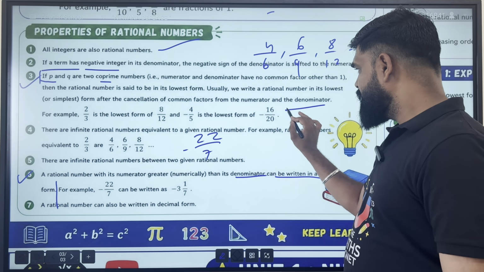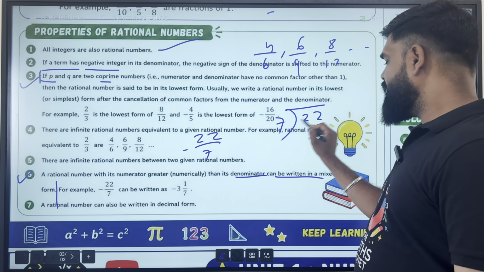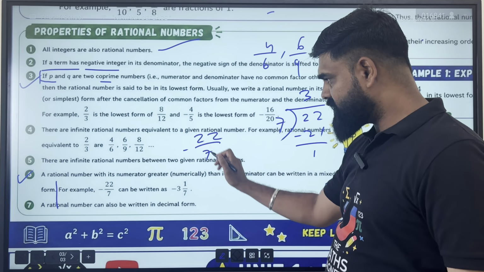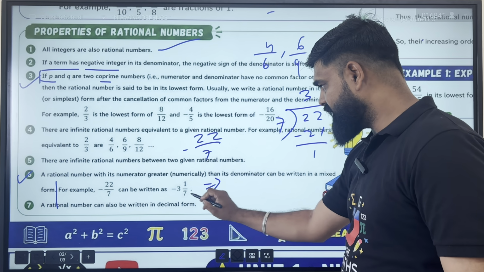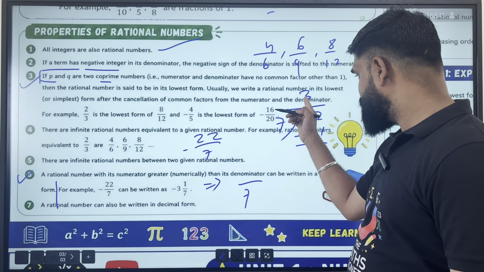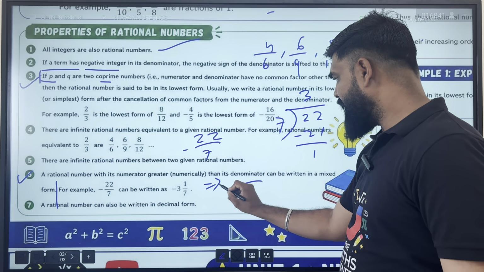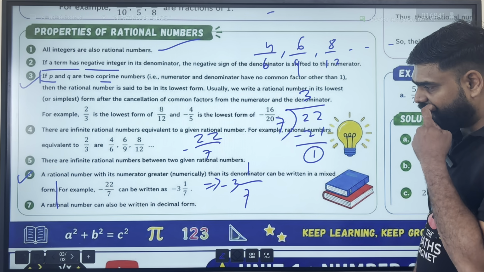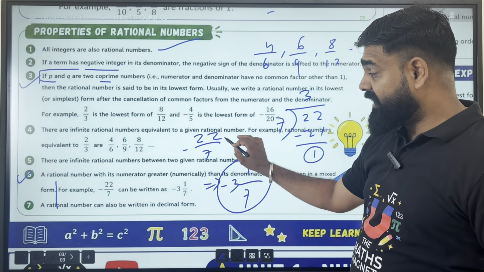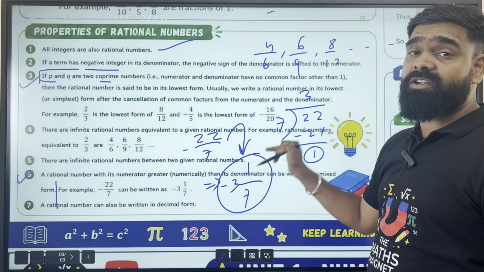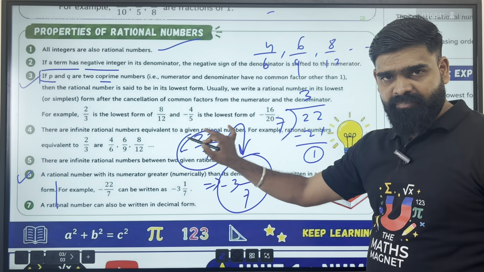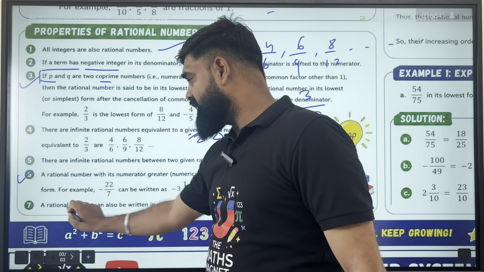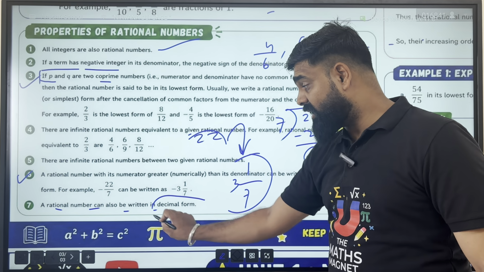When we divide 22 by 7, 7 3s are 21 and we get remainder 1. So we can write minus 22 by 7 like this: 7 as it is, minus 3, and we write the remainder in the numerator. So we have written minus 22 by 7 in the mixed fraction. This is the simple fraction, and this is the mixed fraction. This is another property. And the last property is that rational numbers can also be written in the decimal form.